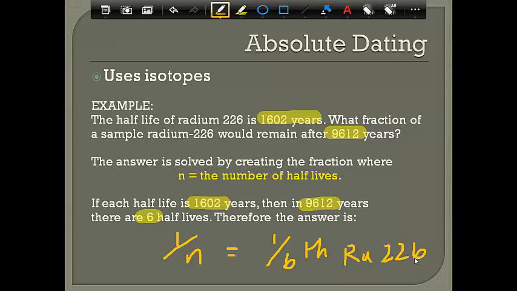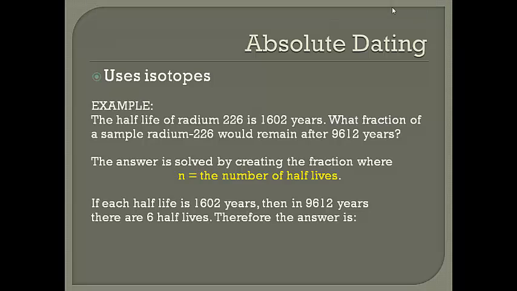So that's how absolute dating, or as I said, some people think of this as carbon dating, works. It doesn't only have to be carbon. There are a lot of different elements that we can find the isotopes for.